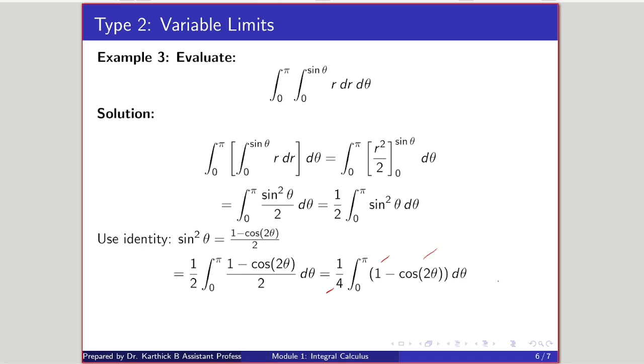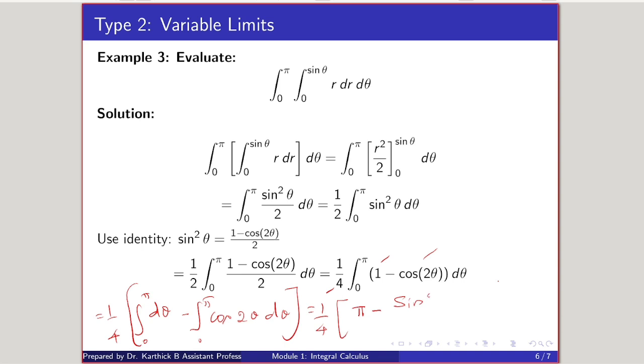So separately, 1 by 4 is there, and from 0 to pi we may split the integral: 1 into d theta, and 0 to pi cos 2 theta d theta. So here 1 by 4, integration and differentiation will get cancelled and I will get the value pi, minus, if I integrate cos, I will get sine. So cos 2 theta means sine 2 theta by 2. Then I have to substitute the limits 0 to pi.